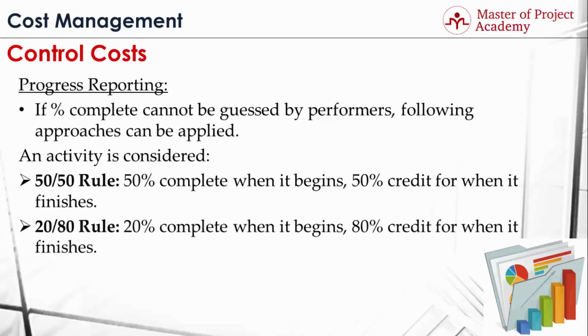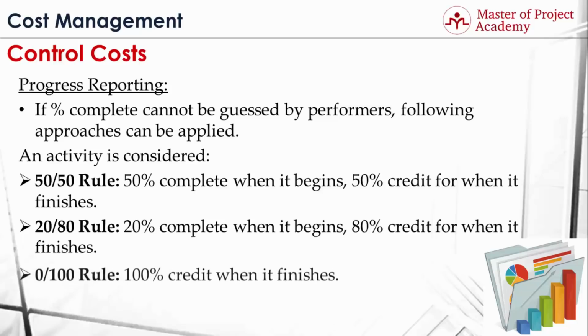In the second approach, the 20-80 rule, an activity is considered 20% complete when it begins, and 80% credit for when it's finished. So if you're using this approach, when an activity is started, you mark it as 20% complete, and once it's finished, you mark it as 100% complete. And the last approach is the 0-100 rule. In this approach, an activity is considered 100% complete when it finishes. So in this approach, you do not mark any percent complete for an activity when it started, so it is still 0%. You mark an activity as 100% complete only when it's completed.